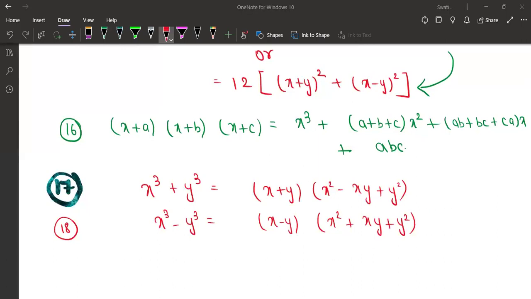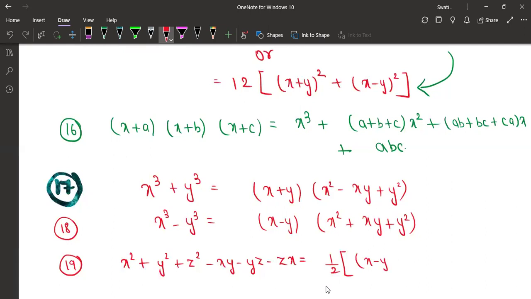Next, and the last formula that we are going to cover, the 19th formula. Again, I would say that this is a very rare formula that we use, and this is x square plus y square plus z square minus xy minus yz minus zx. So this is simply going to be half times, in bracket, x minus y whole square plus y minus z whole square plus z minus x whole square.